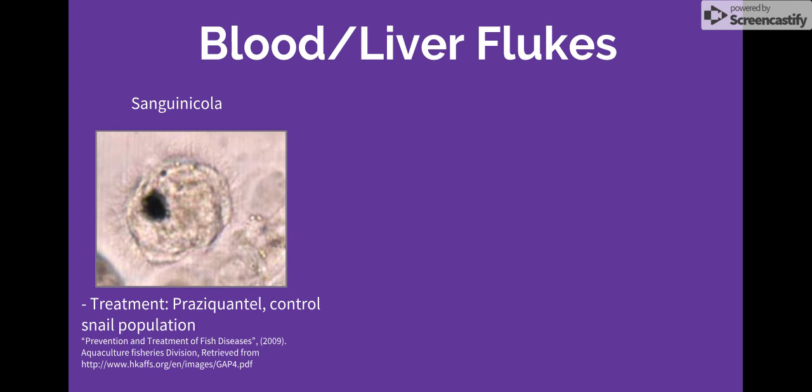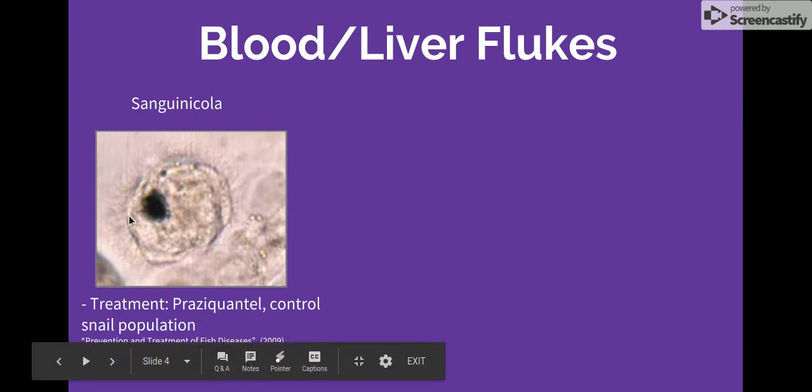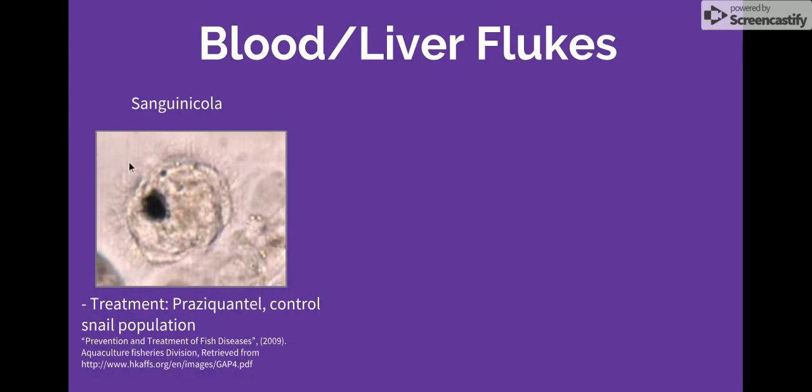So next is the blood flukes and the liver flukes. Sanguinicola, so sanguine, I believe that's blood. Latin or something, Greek, I don't know. And so here is a parasite. This is the metacercarium form. So it's got little free living things, which is great, so you don't have to look into the fish's blood. You can just do a wet mount and see if this is present.